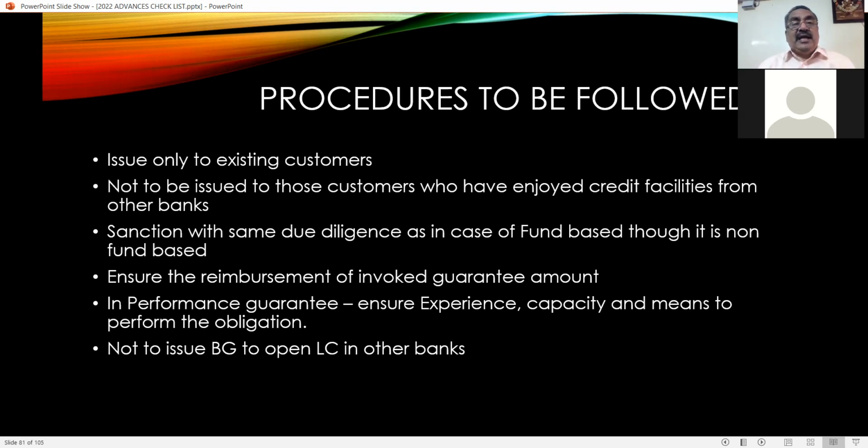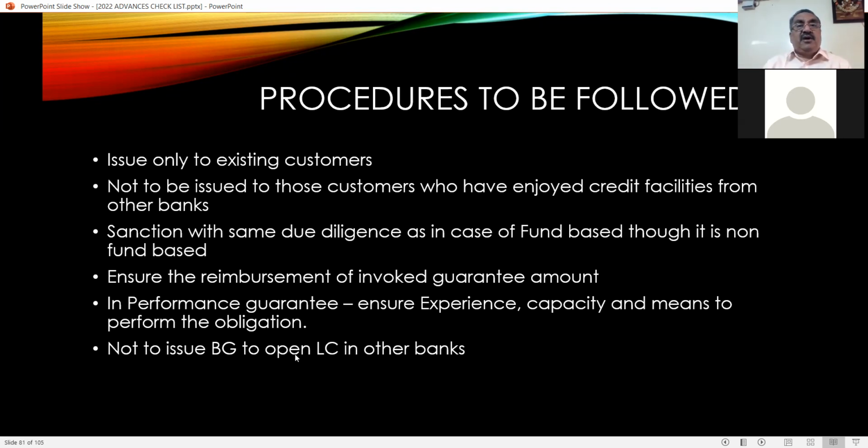Sir, I want to open an LC in another bank. So can you give a bank guarantee? Normally it should not be done, because an LC has to be issued based on the deposit or collateral security. It should not be issued based on a bank guarantee. The other bank is very happy to issue, but this bank guarantee should not be utilized for the purpose of opening the LC.